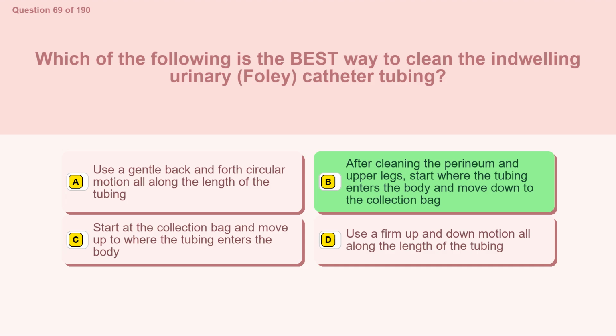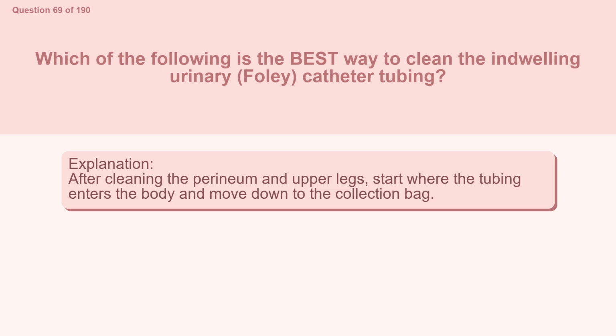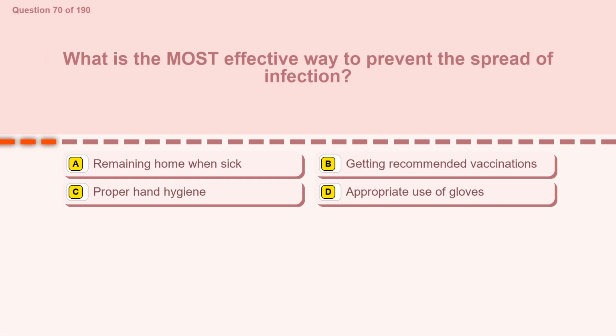The correct answer is option B. After cleaning the perineum and upper legs, start where the tubing enters the body and move down to the collection bag. Question 70. What is the most effective way to prevent the spread of infection?